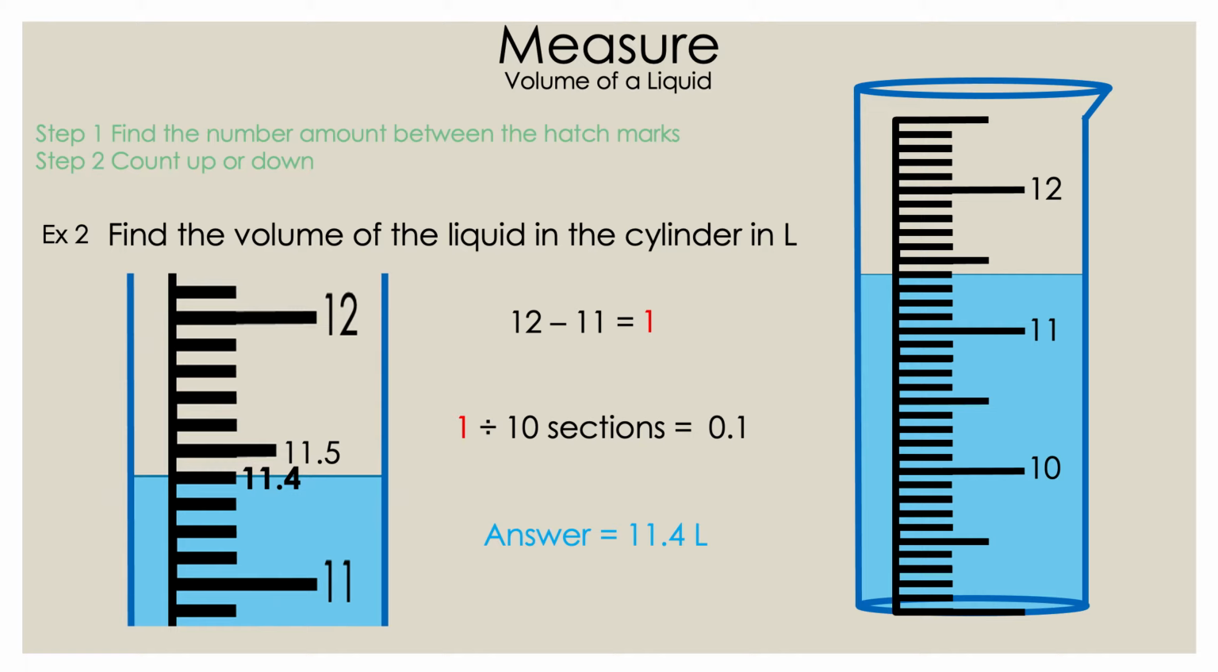Now if you don't feel confident about finding the middle or halfway between two numbers, you can always count up. Let's do that. So we have 11.1, 11.2, 11.3, and finally 11.4. So either method, whatever you feel more confident doing, that's what you should do. And the answer is still 11.4 liters.